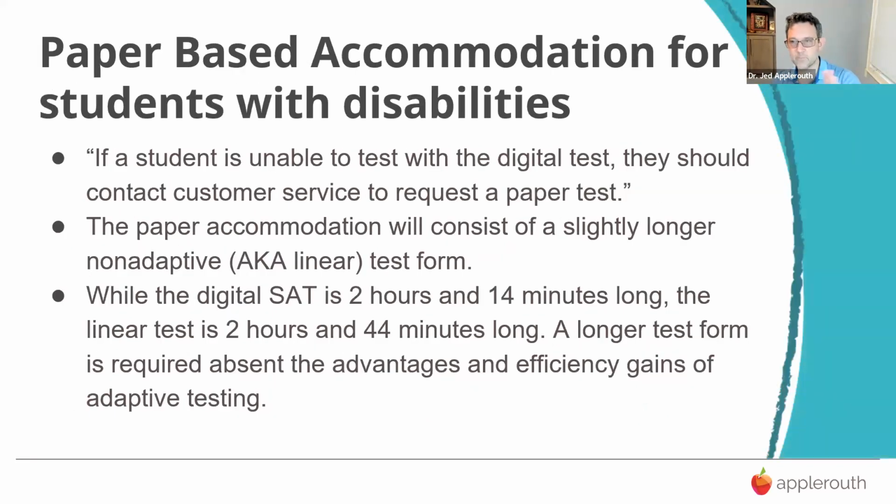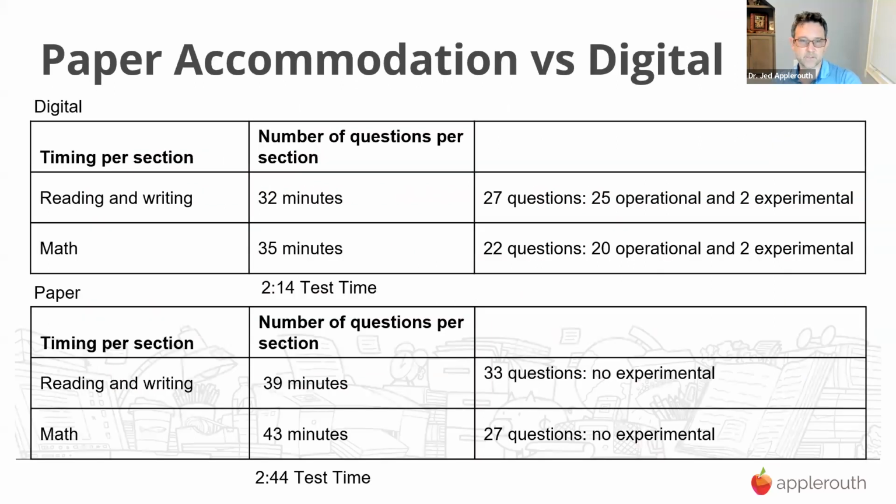And there's language: if a student cannot take it digitally, they contact customer service to request a paper-based test. There is going to be a paper test for those who want it. It's half an hour longer. Here are the structures. The digital SAT, again, is 2 hours and 14 minutes. The paper-based accommodations test is 2 hours and 44 minutes. So yeah, a little bit longer reading, a little bit longer math, and every item counts. There's no experimental items, which wouldn't affect you, but what would affect you is the half an hour difference.